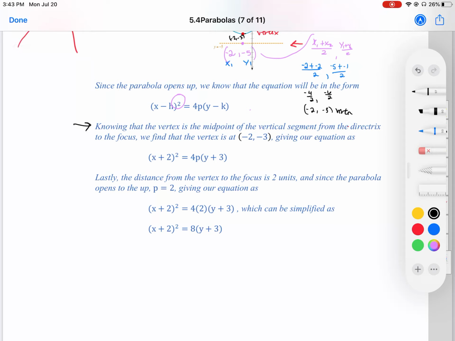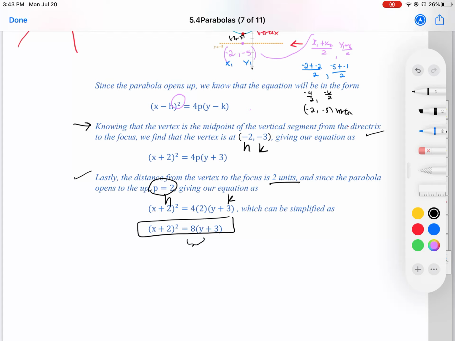Knowing that the vertex is the midpoint of the vertical segment from the directrix to the focus, we can find the vertex is -2, -3. We did that. Lastly, the distance from the vertex to the focus is 2 units. We just counted from our image. And since the parabola opens up and p equals +2, then we have this equation. So our vertex is always h, k. Remember to change your signs. And lastly, your p, you multiply it by 4. So 4 times 2, we get 8. And this is our answer.